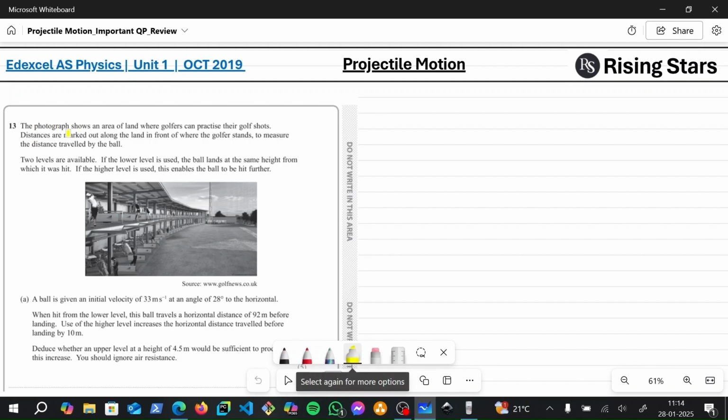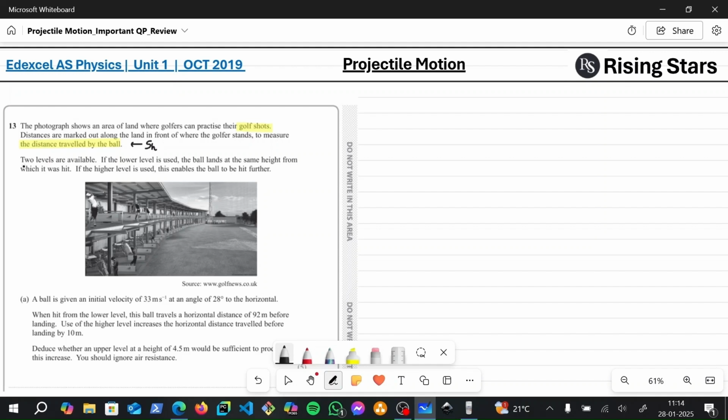The photograph shows an area of land where the golfers can practice their golf shots. So this question is talking about golf shots. You know what a golf shot might look like. It's a projectile, of course. The distances are marked out along the land in front of where the golfer stands to measure the distance traveled by the ball. Distance traveled by the ball is the main thing that the golfer wants to measure here, which is basically, if you think about it, just the horizontal displacement, SH.